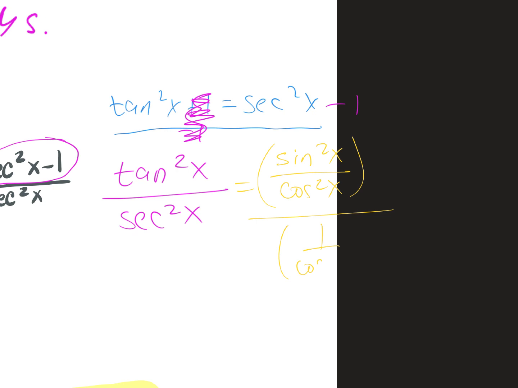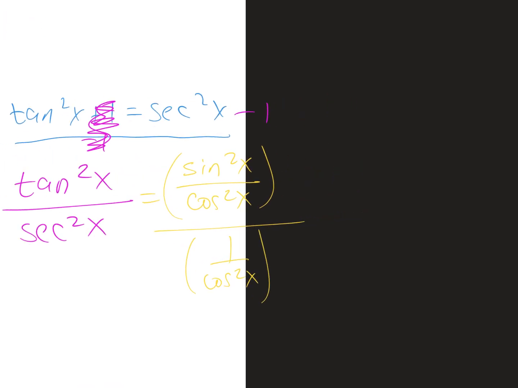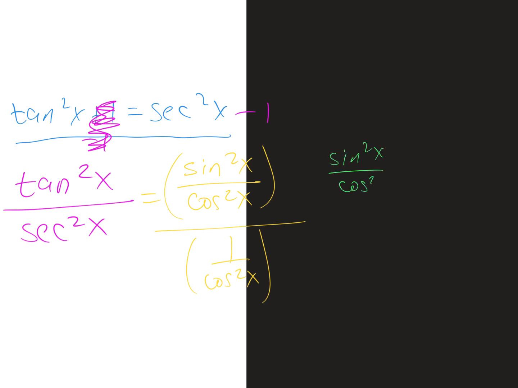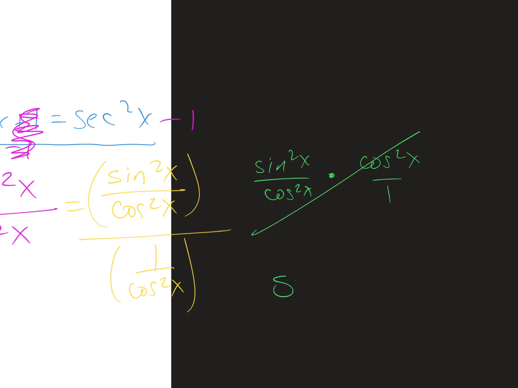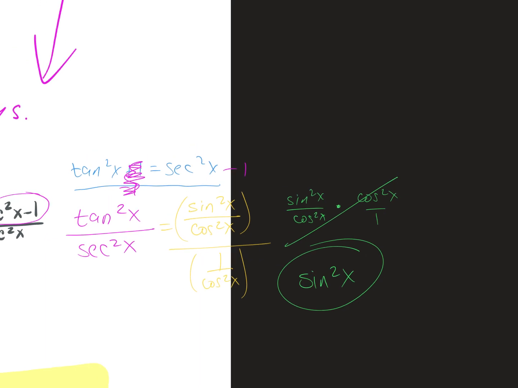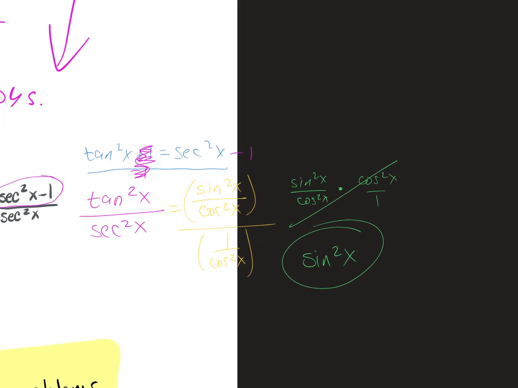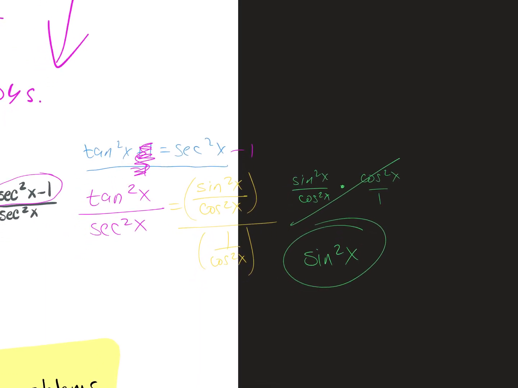1 over cosine squared. What do we do when I have a fraction divided by a fraction? You keep, change, and then flip. What do you notice? Your cosines cancel, so you're left with just what? Sine squared x. Perfect. Good. All right, it's going to involve a little thinking, but you guys are going to have all of the tools you need in order to get yourself to the right answer. Sure.